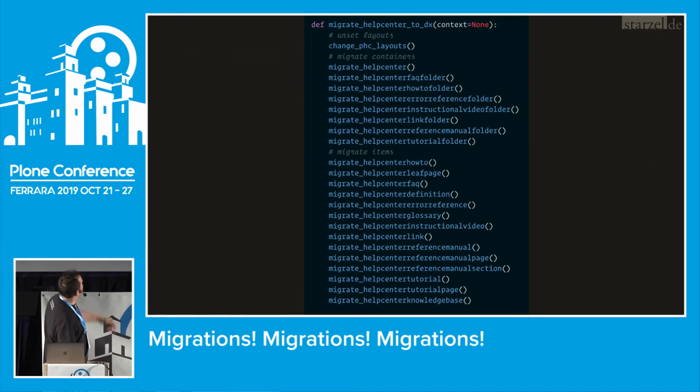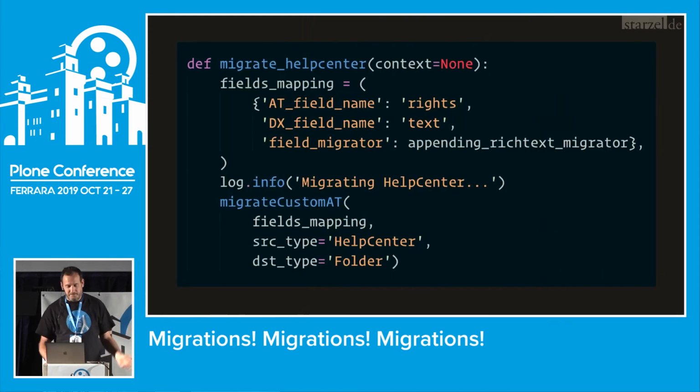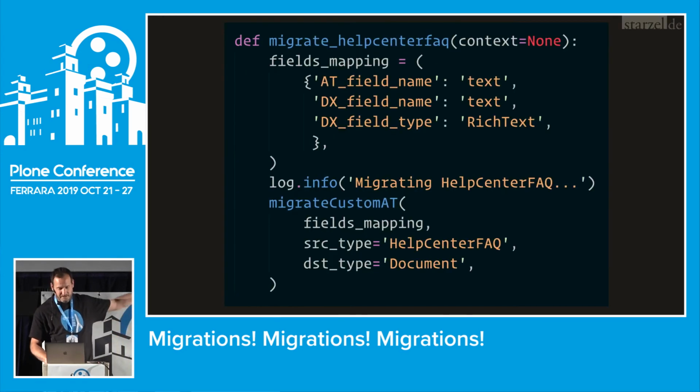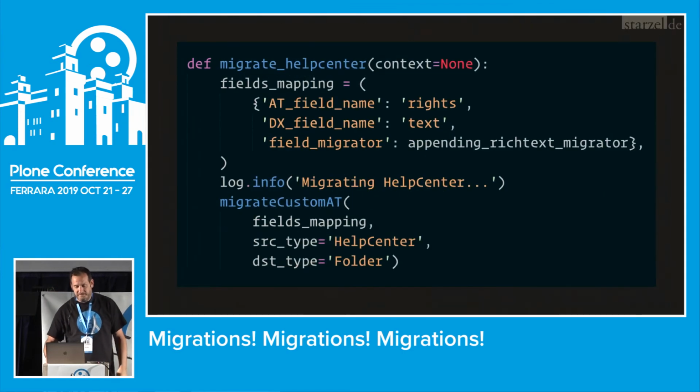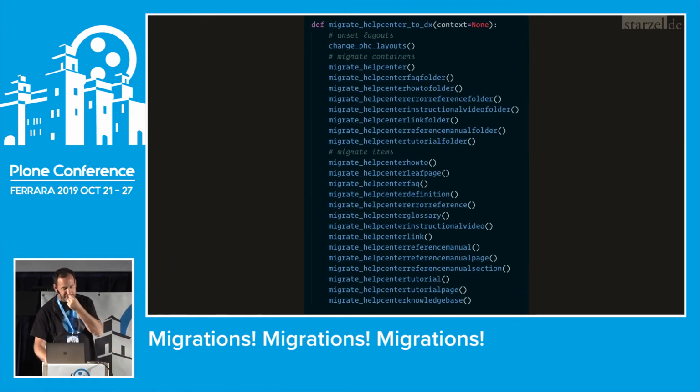Once it's done, this has a lot of content types, the Plone Help Center, as you can see. Migrate the containers first and the items later, and you're done. All methods look exactly the same, like this, mostly. So they're super short, but it's one for each item. That's how it works.